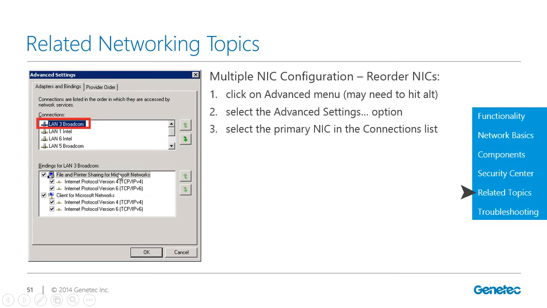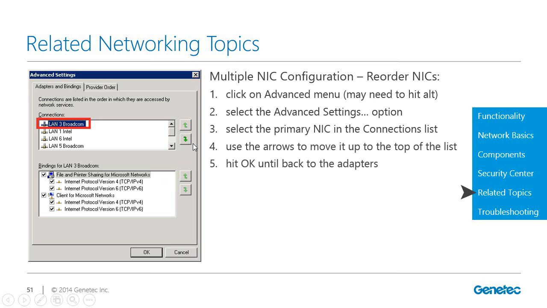In the list of connections, locate the network adapter we want to use as the priority NIC. Click on it to highlight it, and then use the green arrows on the right side to bump it up to the top of the list. Hit OK until we're back to the network adapter list and close the window. We should now restart the server to make sure the changes take effect in Windows.